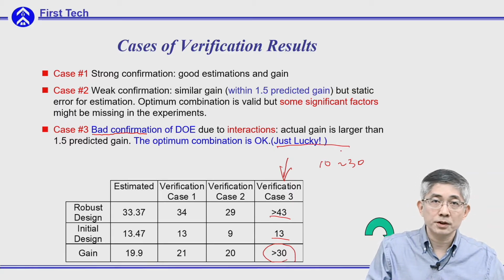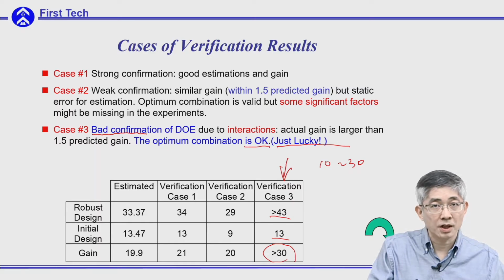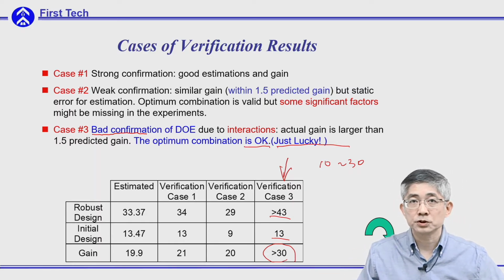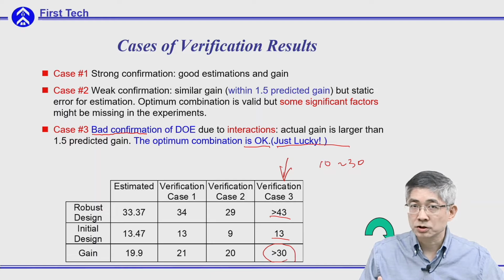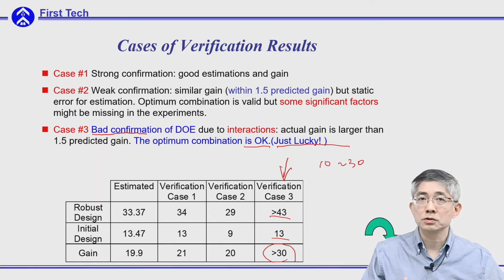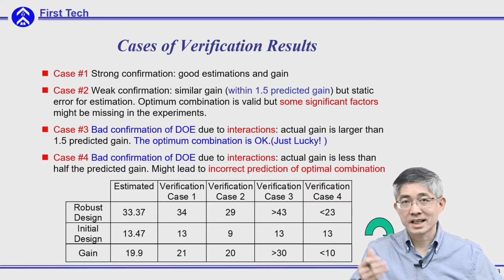So in terms of the real application, the optimum combination is still okay. You can use it in your future design to get a better SN ratio. But if you want to establish a better model for future predictions, you might need to include the interaction into your linear model. This is case 4.